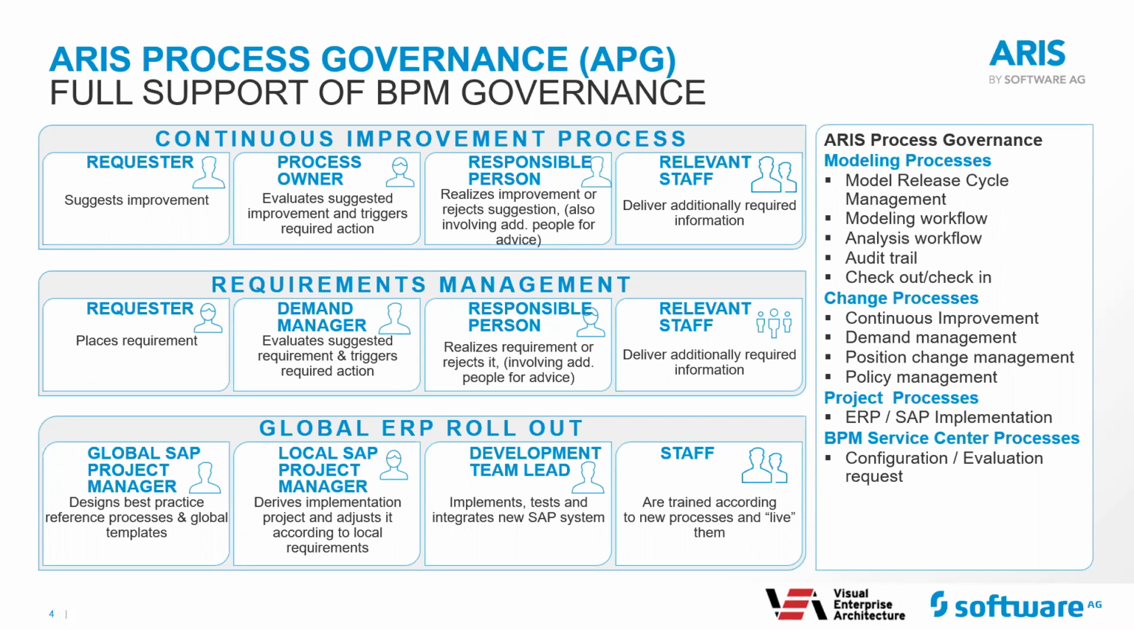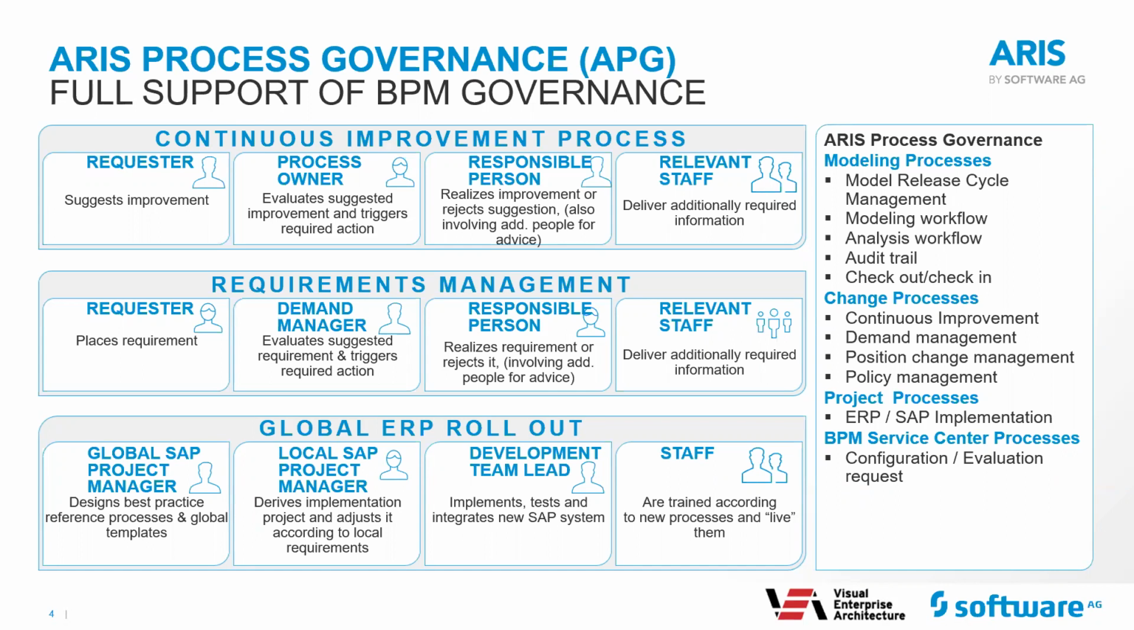So ARIS Process Governance, also APG, is the ARIS capability that allows you to define or map out your BPM governance process, create a workflow from that process, and then execute that workflow process. ARIS APG out-of-the-box governance process content has full BPM coverage. Each of the out-of-the-box APG processes can be configured to meet customer requirements.